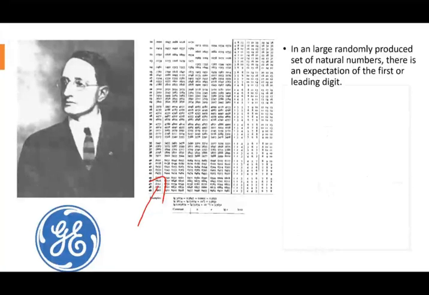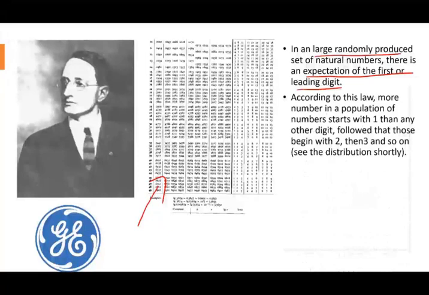What he found out is that in large randomly produced sets of natural numbers, there's an expectation for the first leading digit. What does that mean? According to this law, more numbers in a population of numbers start with 1 than any other digit, followed by 2 and 3, and so on. So when you have a set of data that's randomly produced, you're going to have most of the numbers start with the digit 1, then 2, then 3. We're going to see the distribution shortly on the next slide.